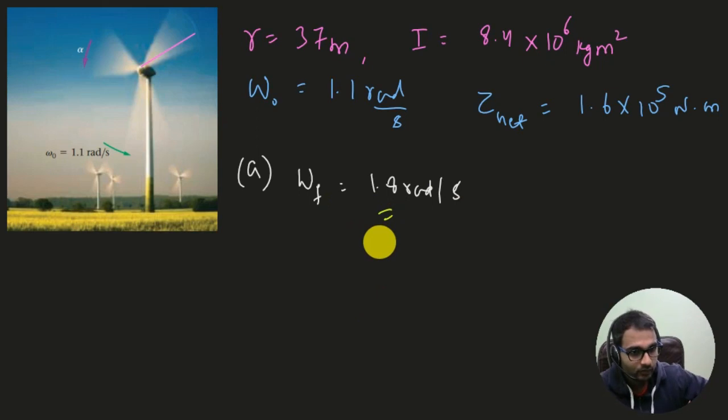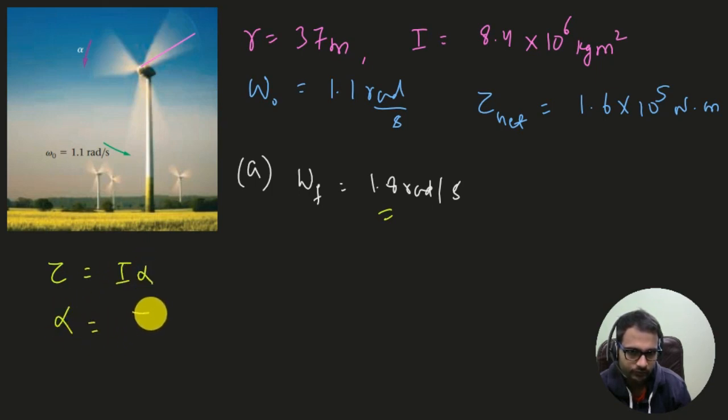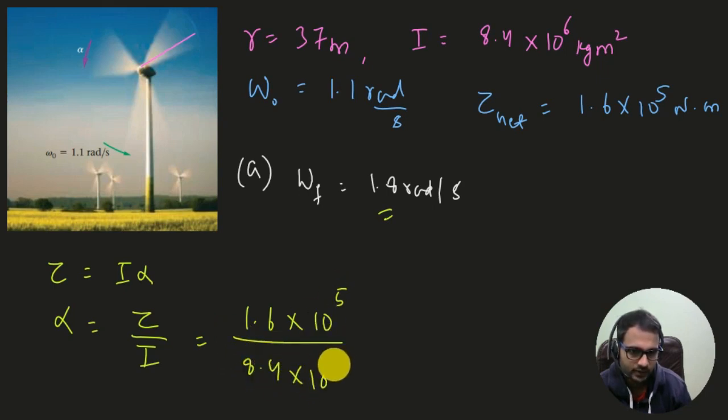How to find the angular acceleration? Just use Newton's second law of motion in the rotational form. So the net torque is I into alpha, and from here alpha will be equal to torque divided by I. Torque we have 1.6 times 10 to the power 5. I is given to be 8.4 times 10 to the power 6. Solve this, you'll get 0.019 radian per second squared.